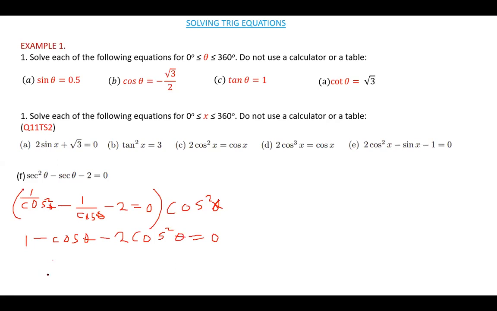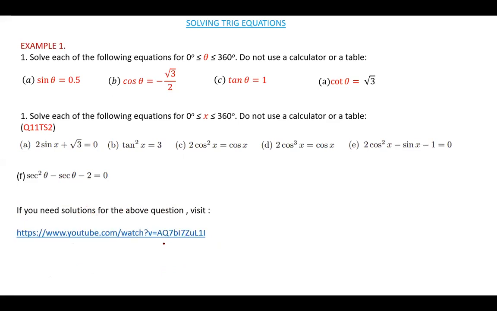So from there, you just say let cos theta be equal to x. So while there is cos theta, you will replace with x. Then you solve the quadratic equation and then find the final answers. So that's it about this question. So if you need the solutions for the above questions, you can visit that link.